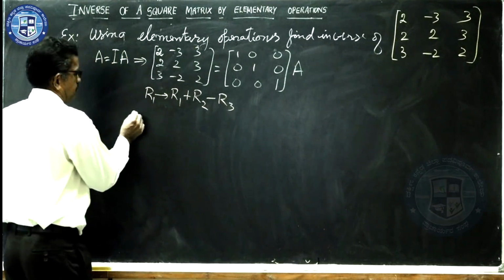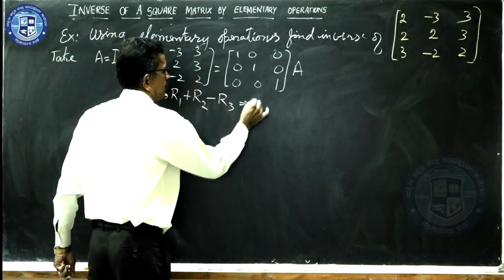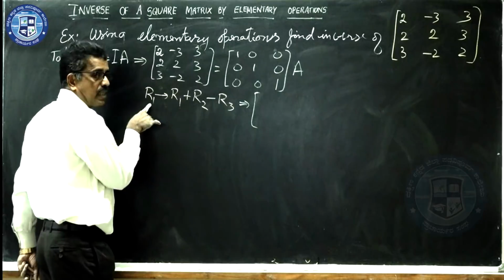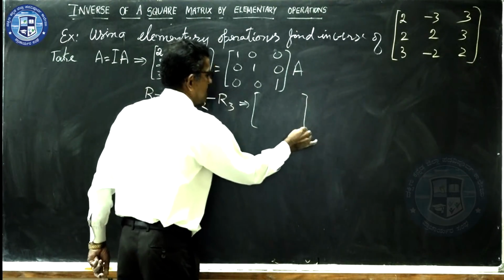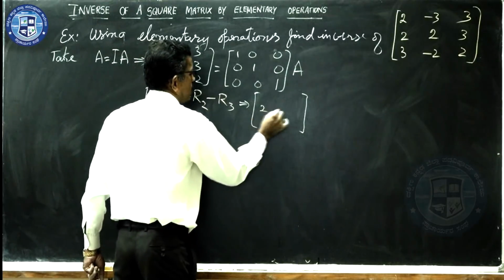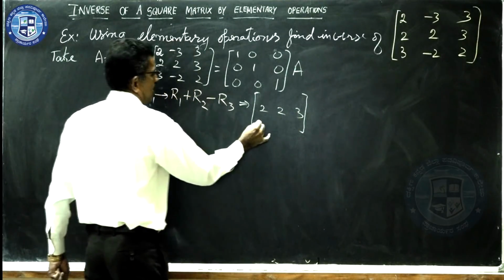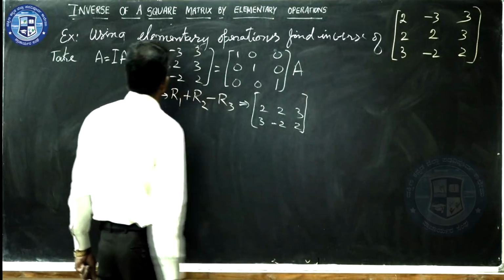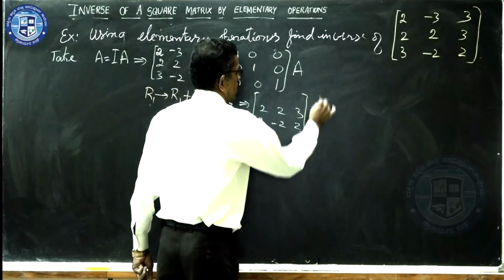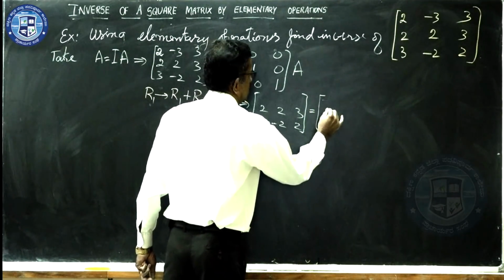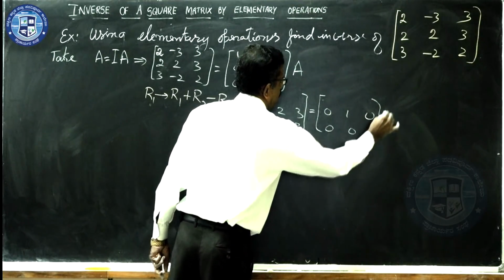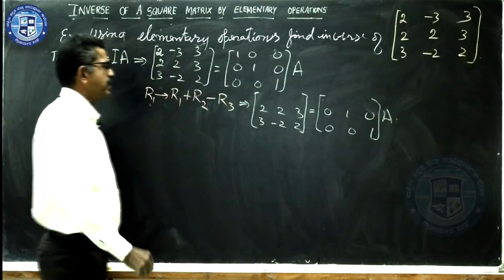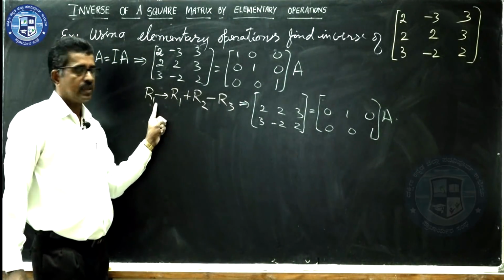So what do you expect? Let me write here only. Which row is operated here? First row. Therefore, I copy down the second and third row as it is. That's better to avoid confusion. 2, 2, 3. It is 3, minus 2, 2. That is equal to 0, 1, 0, 0, 0, 1, because the second and third row have no effect.